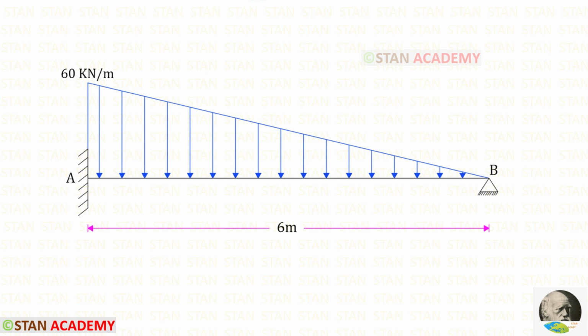Hello everyone. Today we are going to analyze this propped cantilever beam. In this beam, we have a uniformly varying load. It varies from 0 at point B to 60 at point A. The span of the beam is given as 6 meters.